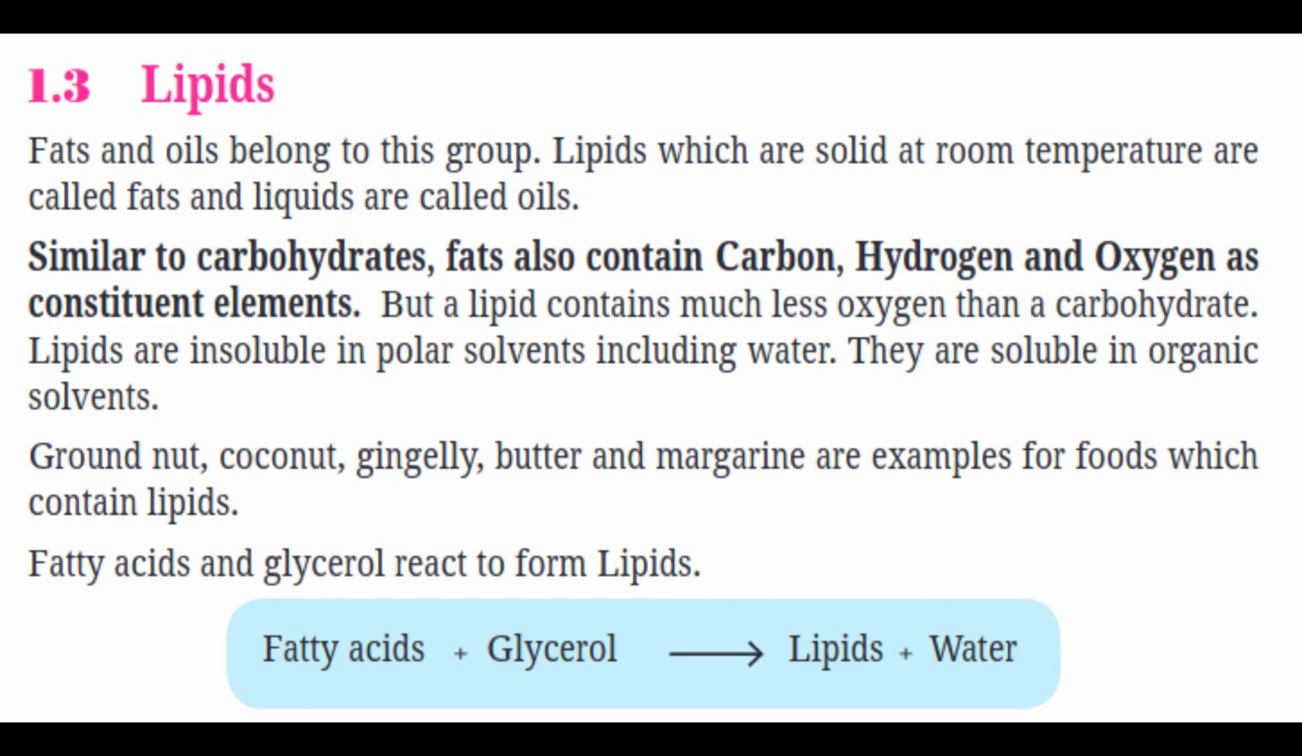Fatty acids and glycerol react to form lipids. Fatty acid plus glycerol gives lipids plus water.